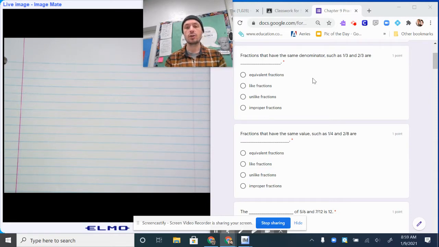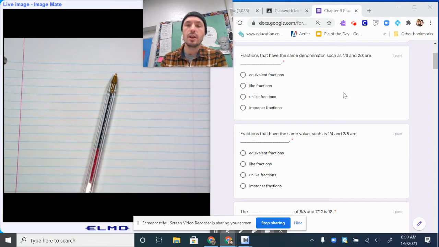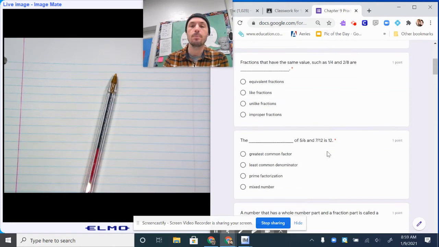Question 1 is fractions that have the same denominator, such as 1/3 and 2/3 are. And this is a vocabulary question, so we don't have to use our scratch paper. The answer is like fractions. Like fractions are fractions that have the same denominator. Since both of these fractions have the denominator of 3, they are like fractions. They're not equivalent fractions. Equivalent fractions are fractions that have the same value. Like fractions are fractions that have the same denominator.